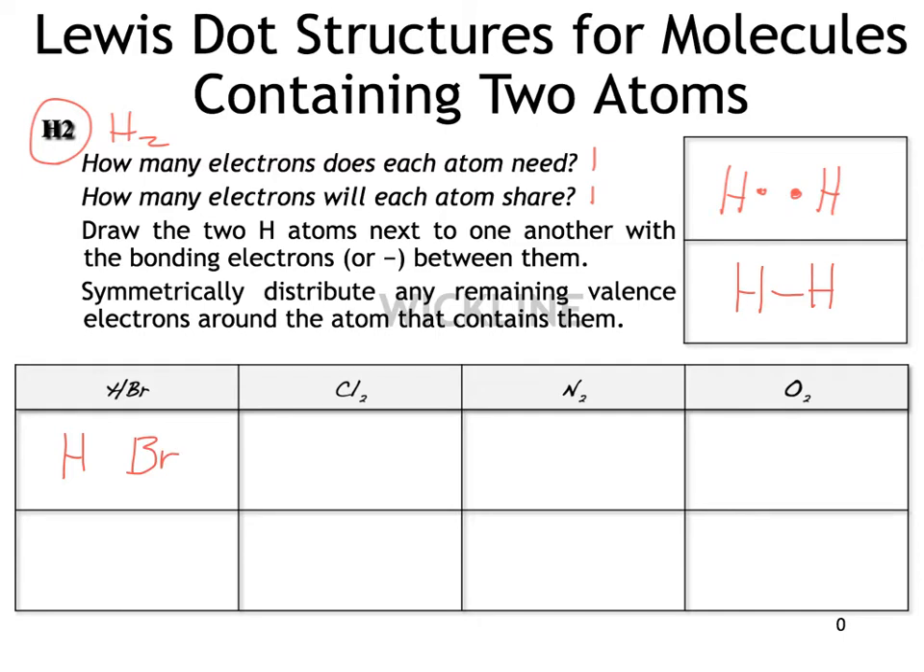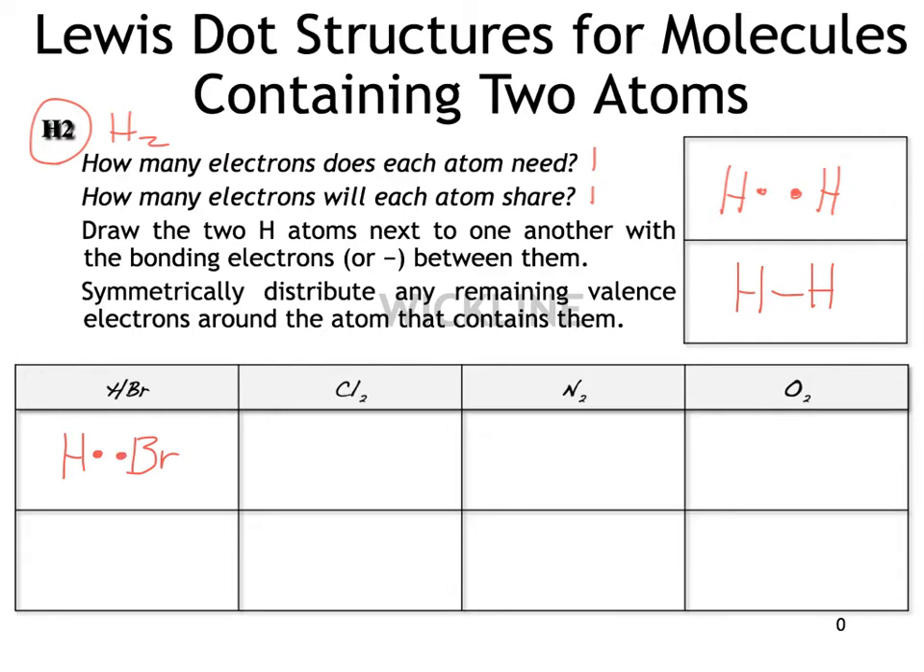And then think about how many electrons each atom needs, and that'll tell you how many each atom shares. So hydrogen needs to gain 1 electron, so it's going to share 1 electron. And bromine also needs to gain 1 electron. It's in group 17, so it has 7 valence electrons already. So it needs 1, so it's going to share 1.